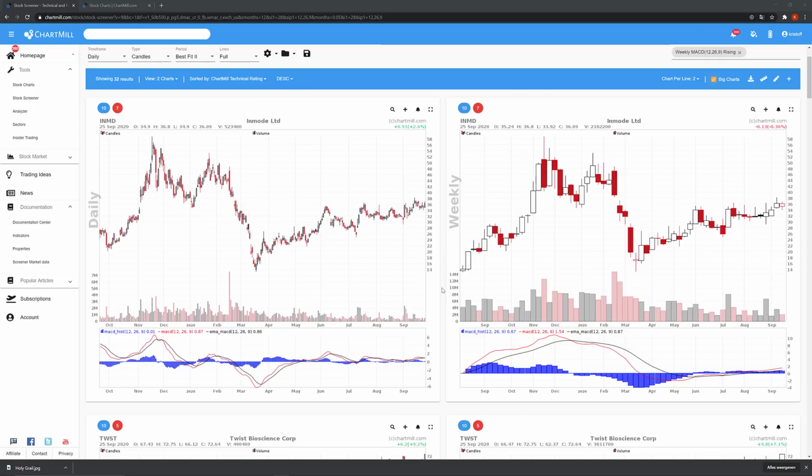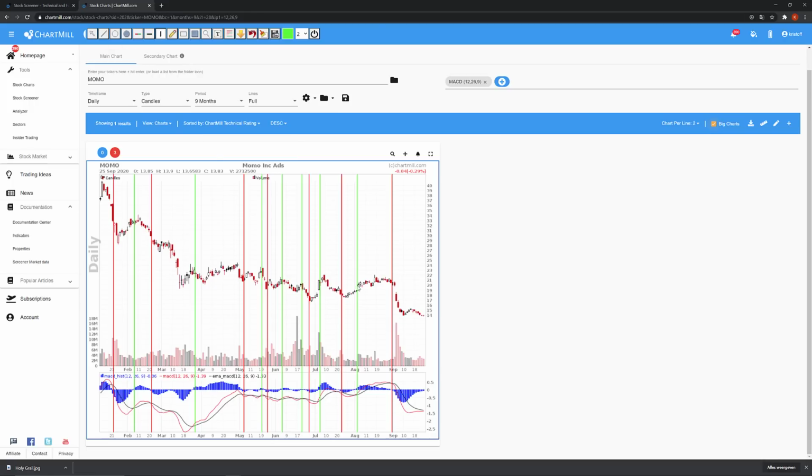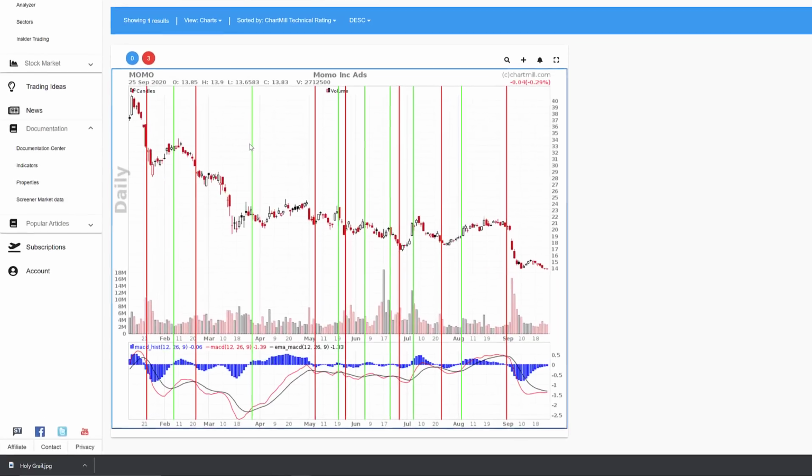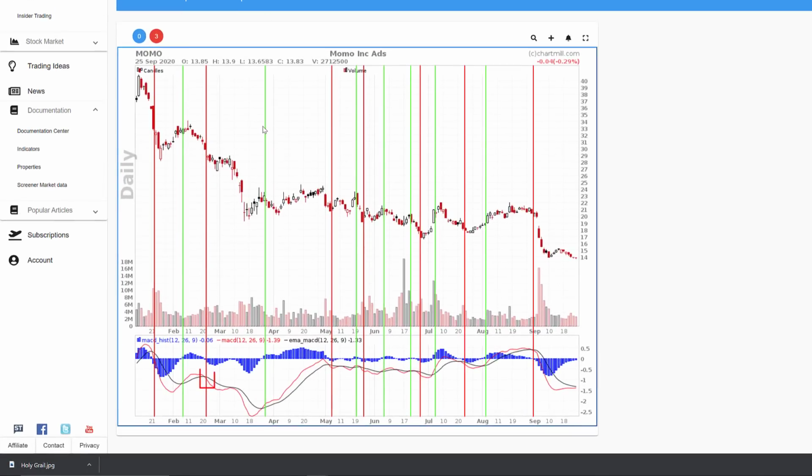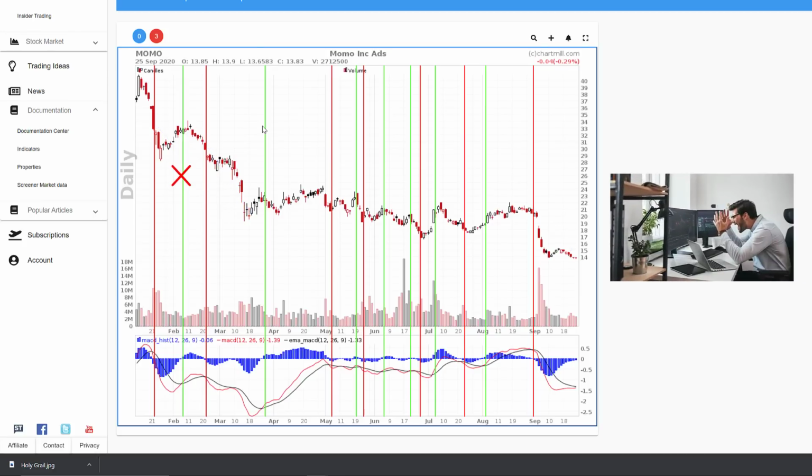For example, let's take a look at this chart of Momo Incorporated. The red vertical lines are sell signals, and the green ones are buy signals, based on the crossover of the red MACD line with the black signal line. While there are some good trades with a very decent amount of profit, many of these signals are completely wrong, leaving us with a loss or in some cases maybe a break-even trade.